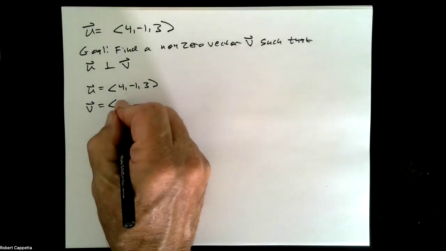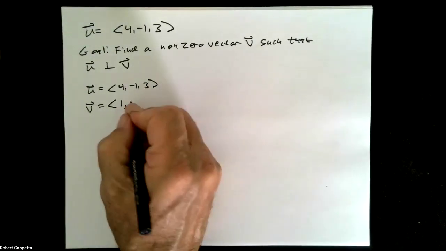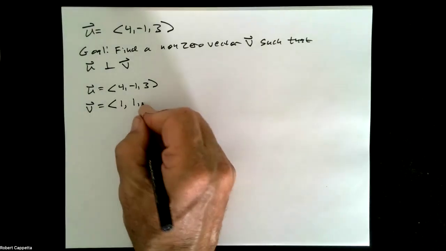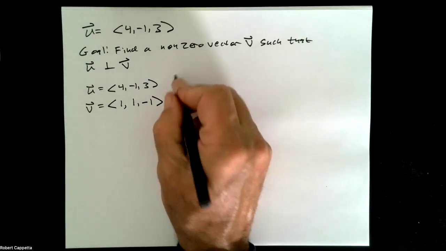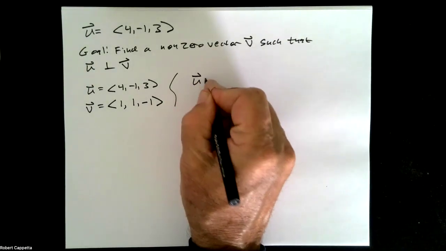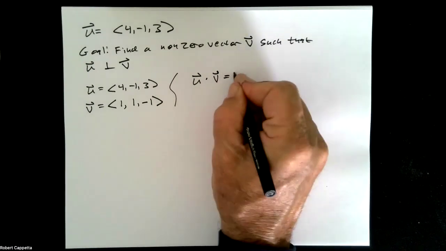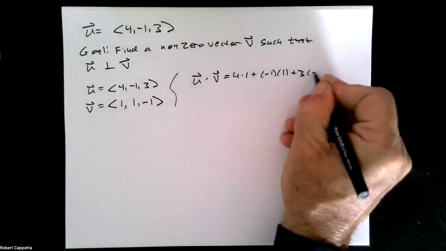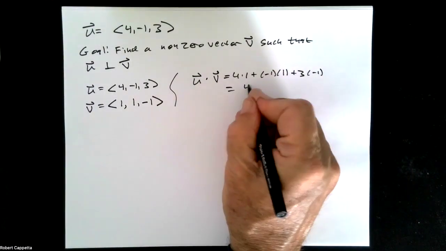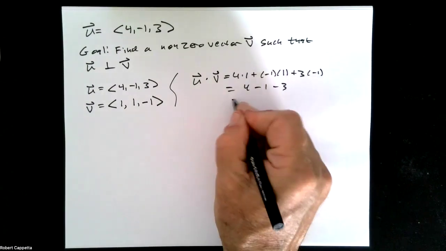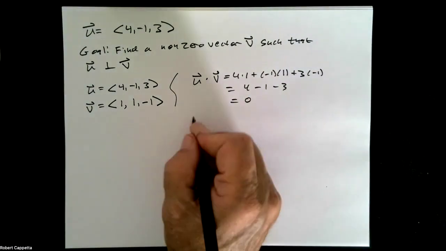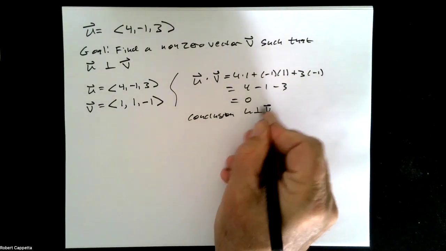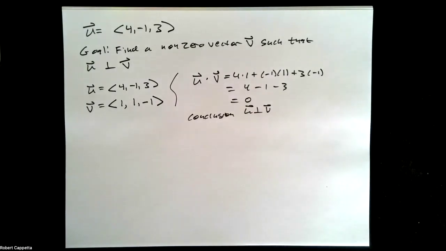So here's my first attempt. 4 times 1 is 4. -1 times 1 is -1. 4 plus -1 is 3. So I need -3, make this -1. Right now I can see u dot v equals 4 times 1 plus -1 times 1 plus 3 times -1, which equals 4 minus 1 minus 3, which equals 0. The dot product is 0, so what is my conclusion? Conclusion, u is orthogonal to v.